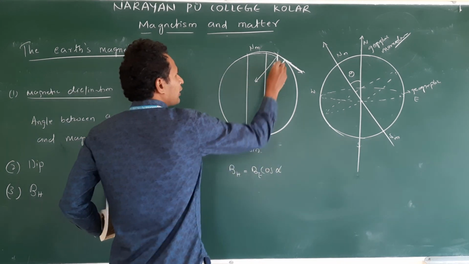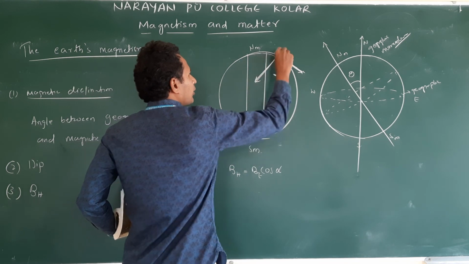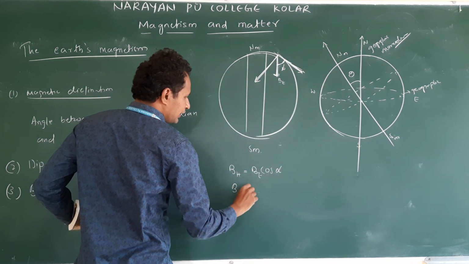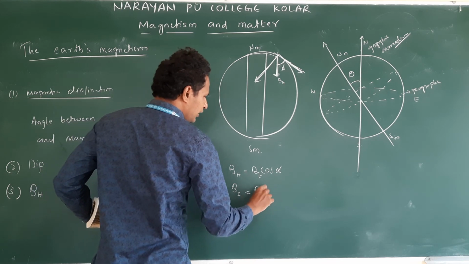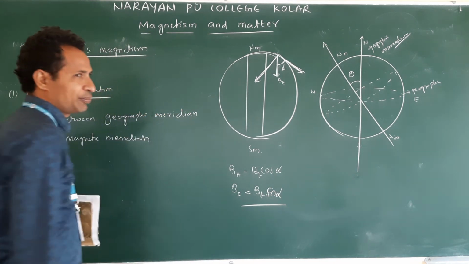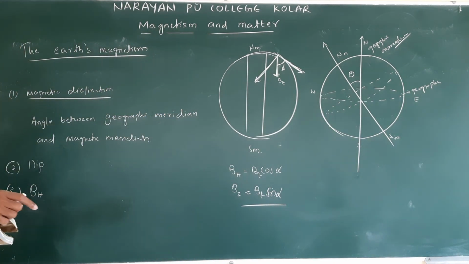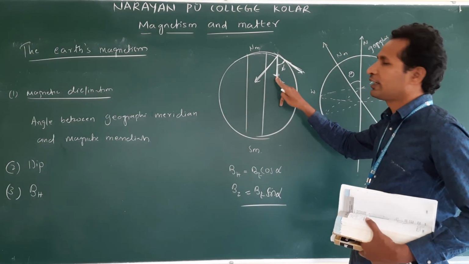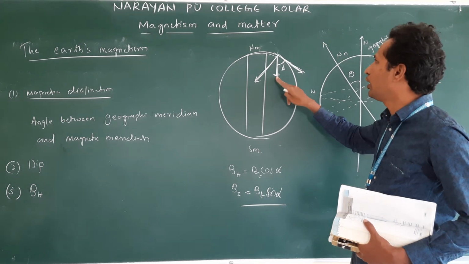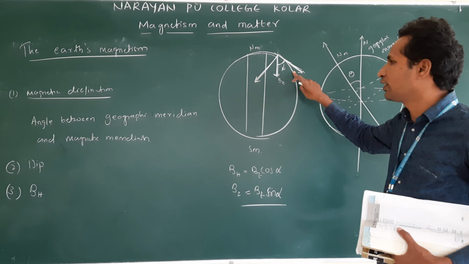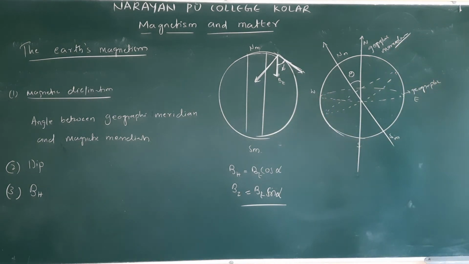This will be the vertical component. See, these two are perpendicular. So this you take as the vertical component BZ. BZ is equal to BE sin alpha. So how do we define BH? The component of the earth's magnetic field on the surface. The component of the earth's magnetic field onto the surface of the earth is called the horizontal component of the earth's magnetic field.